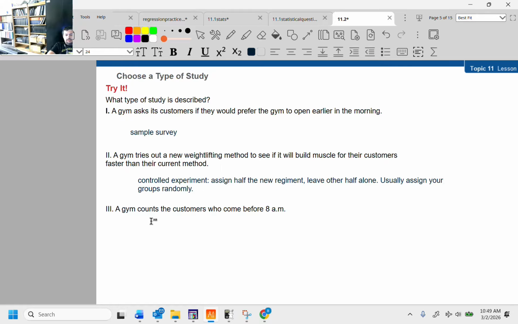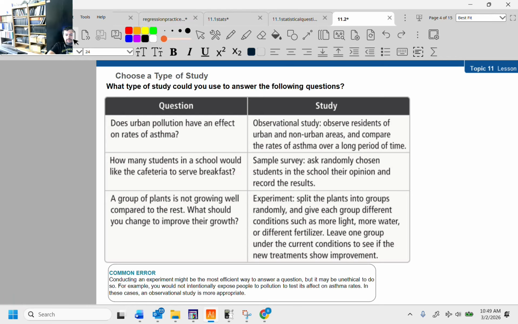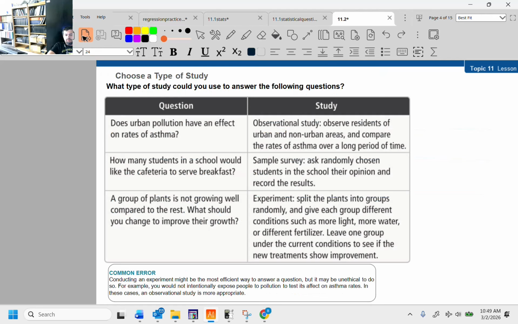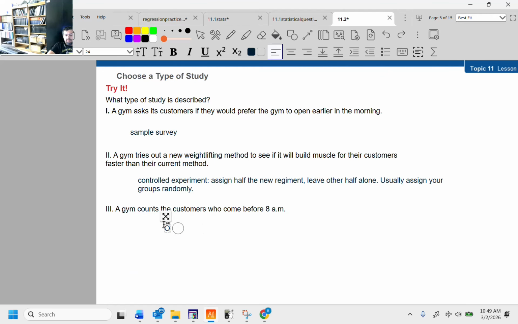A gym counts the number of customers who come in before 8 a.m. Now, that seems like that was done earlier with the grocery store, right? That's an observational study. You're not really doing anything, you're just counting. And the reason you might want to know that is you might want to know how many people you keep on staff before 8 a.m. Plain and simple. How many people need to be there?